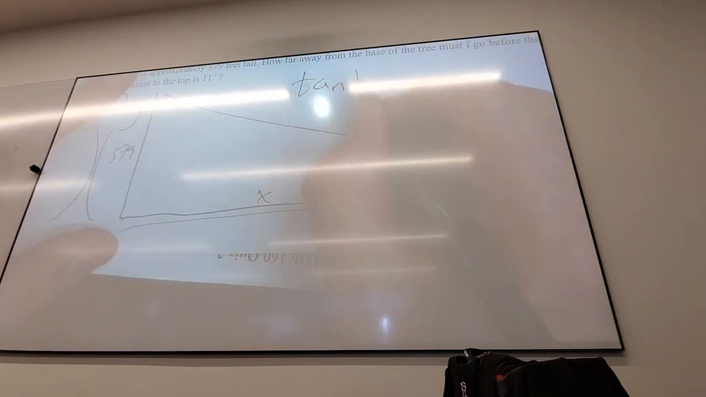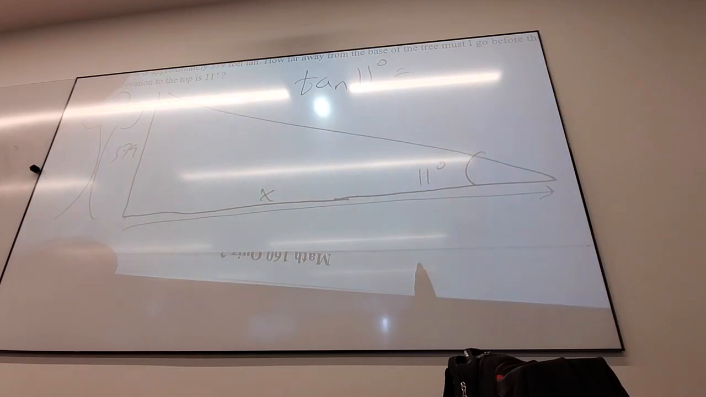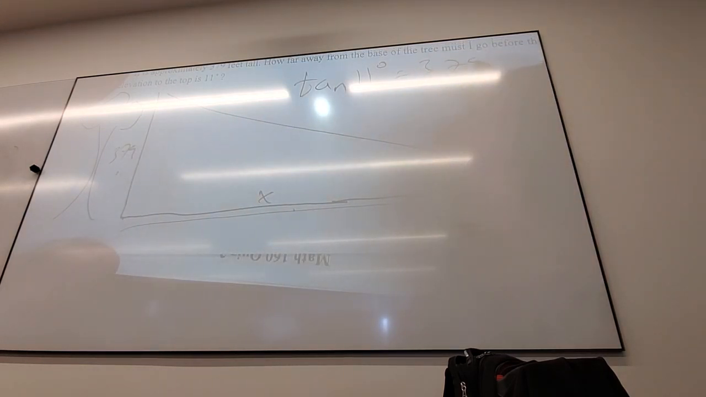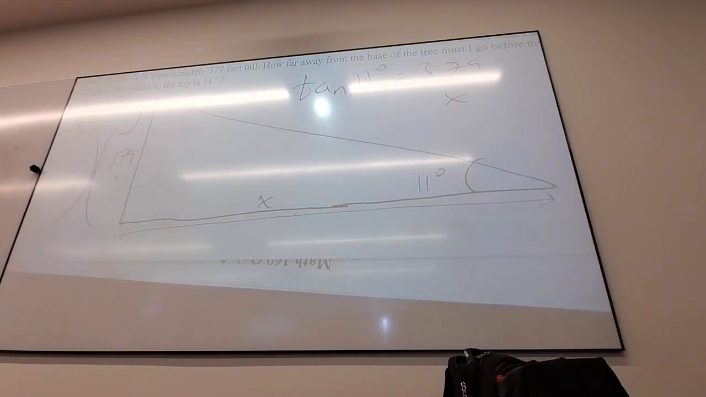What's tangent of 11 degrees? What over what for tangent? Oh, it's 379. Yeah, y over x. It'll be 379 over x. And then you can solve that like we did earlier.